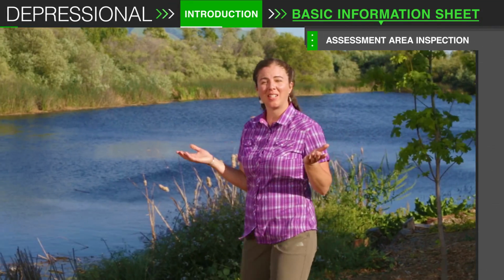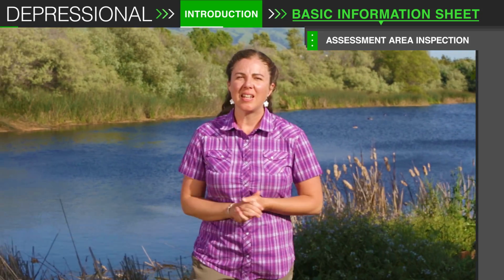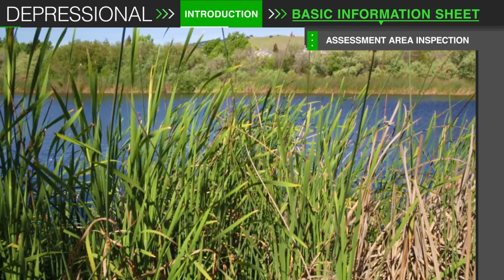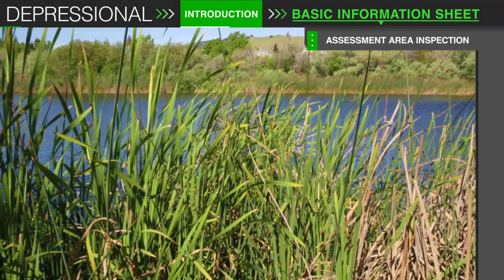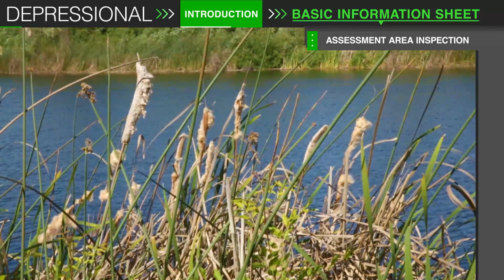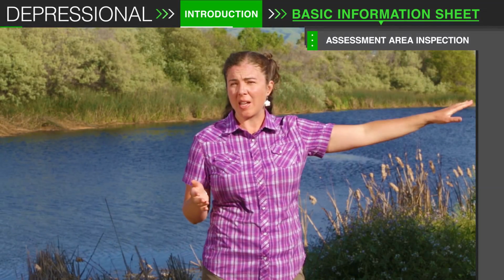The first step to conducting a CRAM assessment is to define your assessment area, or AA. The assessment area must be less than 2 hectares, and it must encompass only one wetland type. Here at Tyson's Lagoon, the wetland is larger than 2 hectares. Therefore, we had to divide it into more than one AA. We decided to focus our assessment today on the western half of the wetland.